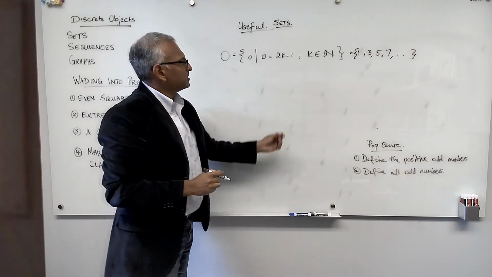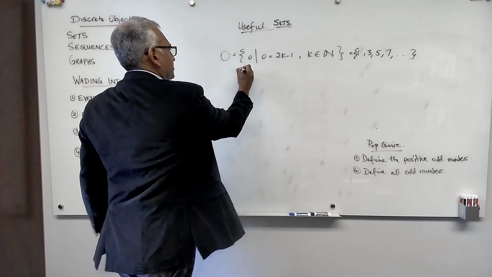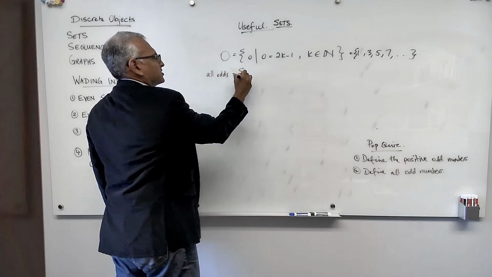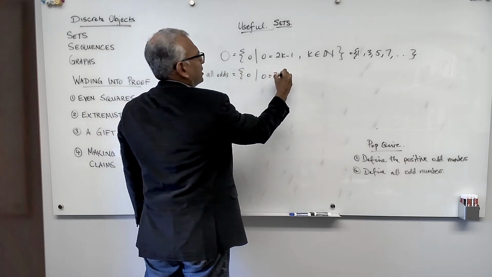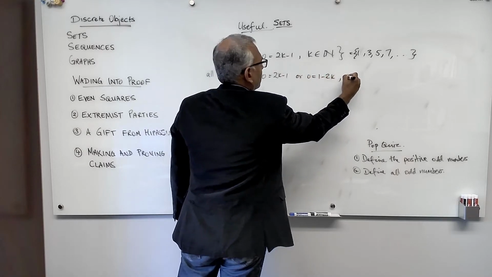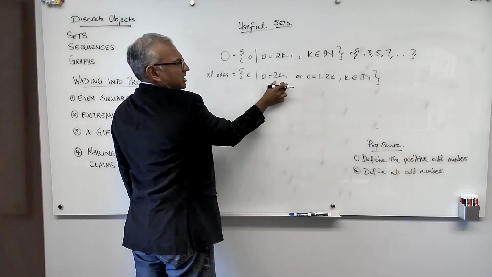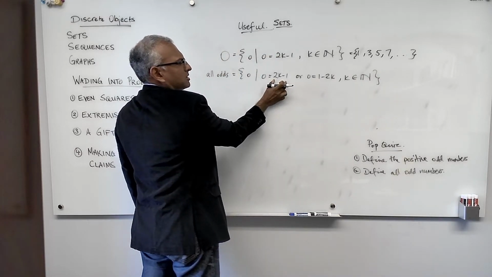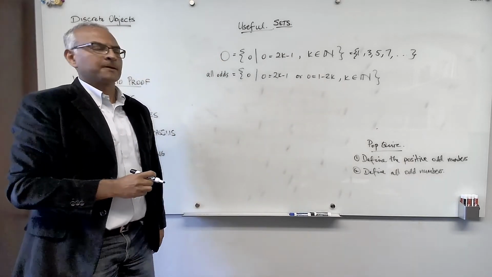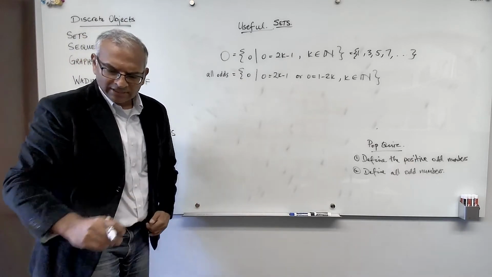All the odd numbers are simply the positive odd numbers plus the negative odd numbers. So all odds is the set O, where O equals 2k minus 1, or O equals 1 minus 2k, where k is a natural number. Here I just took 2k minus 1 just like here. So these are the positive odd numbers, and this is just the negative of that. So this gives me the negative odd numbers. Okay, so we can define sets.